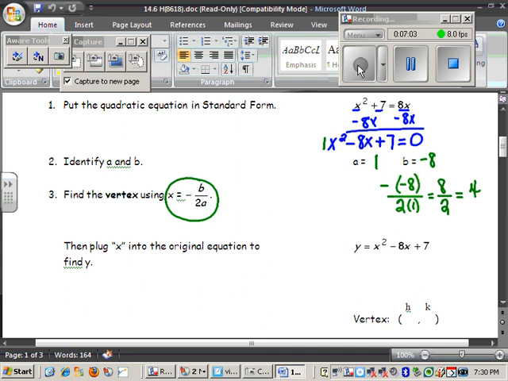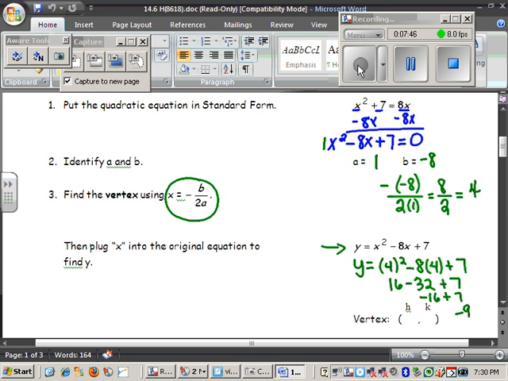Now to find my y value, I'm simply going to plug my x value back into the original equation. So here I have my original equation. And so now I'm going to have y is equal to x squared. Now I discovered my x is 4, so I'm going to have 4 squared minus 8 times 4 plus 7. 4 squared is 16 minus 32 plus 7. 16 minus 32 is going to be a negative 16, plus 7, and that's going to make a negative 9.